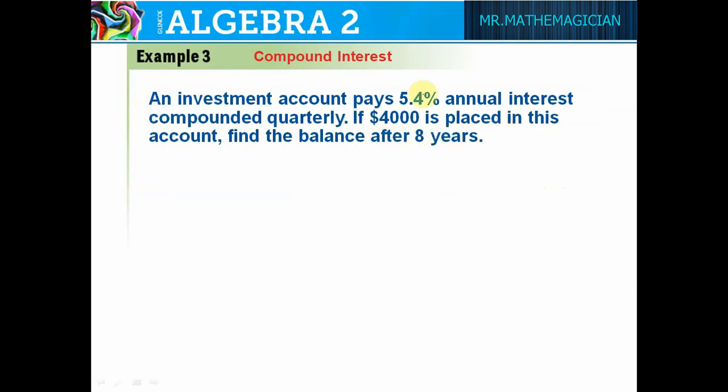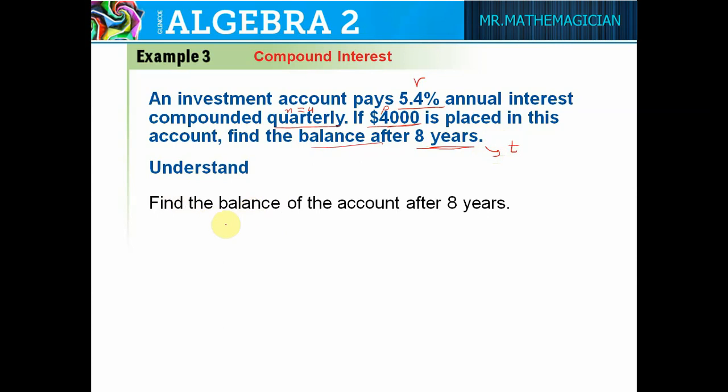An investment account pays 5.4% annual interest, so this is the R. Compounding quarterly means 4 times a year, so in this case n equals 4. If 4,000 is placed in this account, this is the P, the principal. Find the balance after 8 years, this is the T, the time. And we need to find the A.